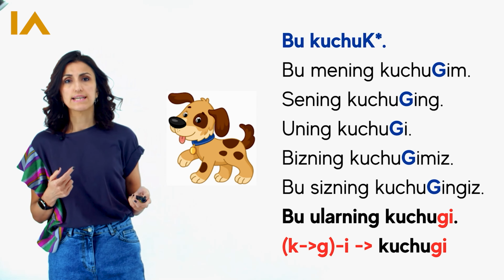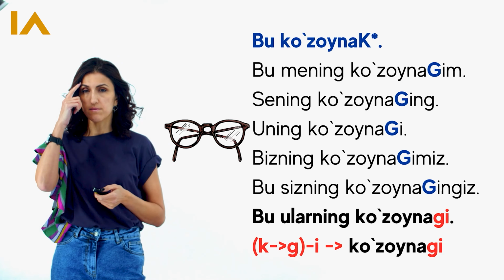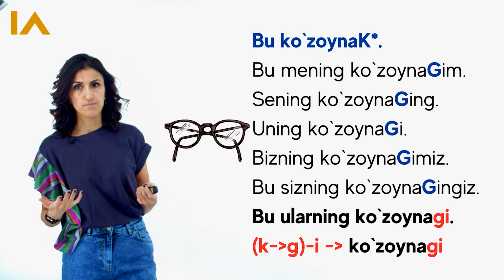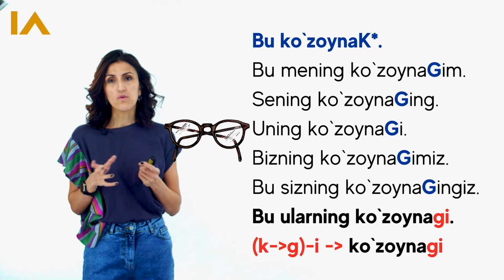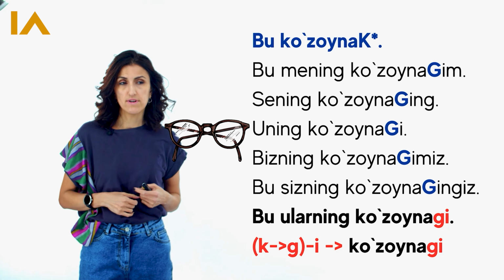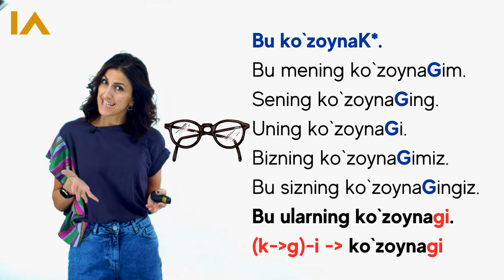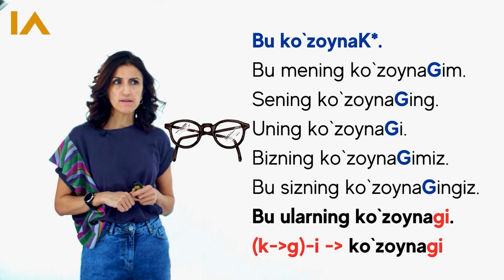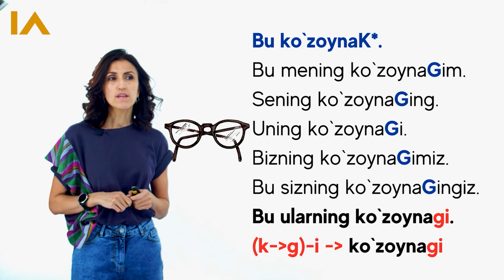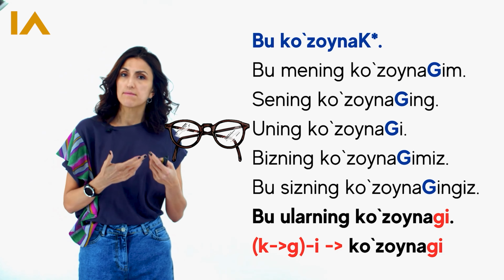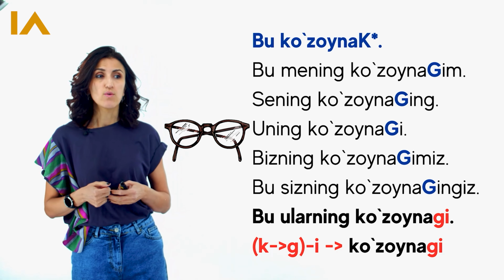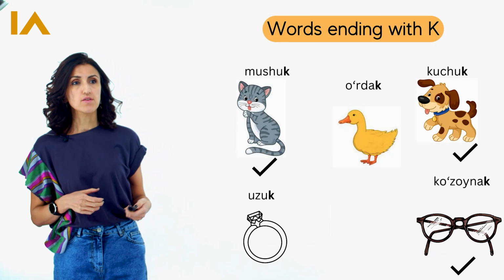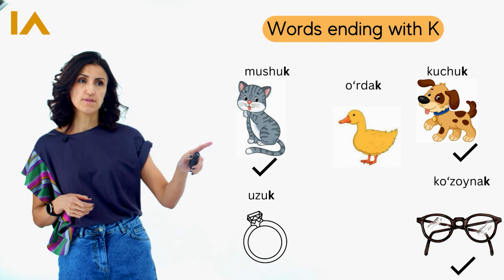K changes to g. Kozaynak: koz means eye, one eye, and oynak is window or glass. So koz oynak is a glass for an eye, right? Bu kozaynak, just glasses. Mening kozaynagim, senin kozaynagin, uning kozaynagi, bizning ko'z o'ynagimiz, sizning ko'z o'ynagingiz, ularning ko'z o'ynagi. K becomes g.